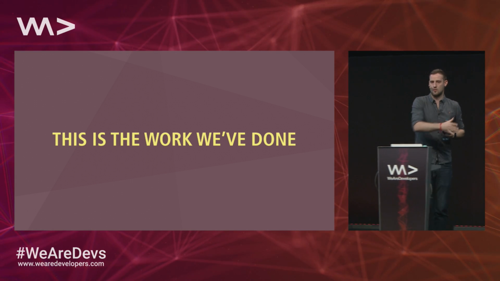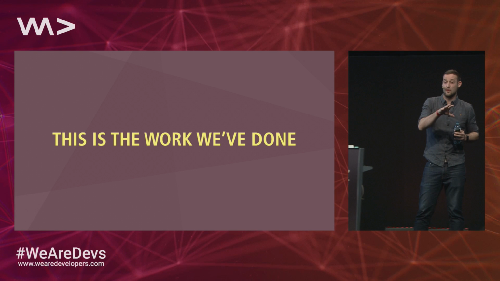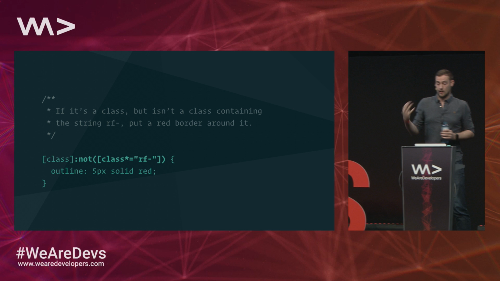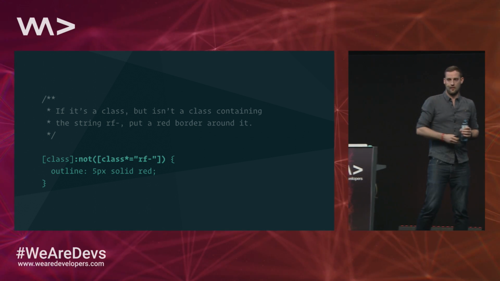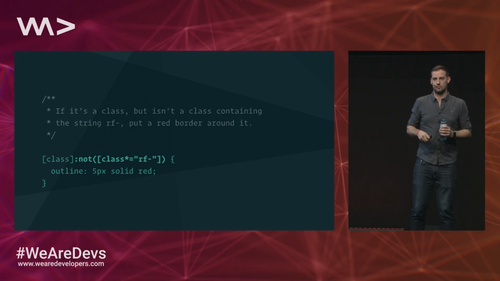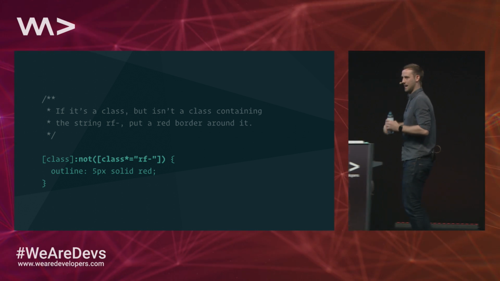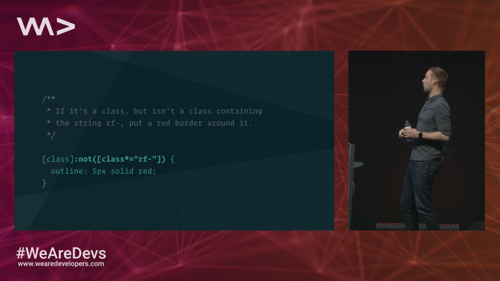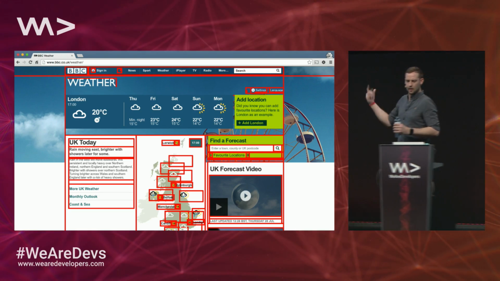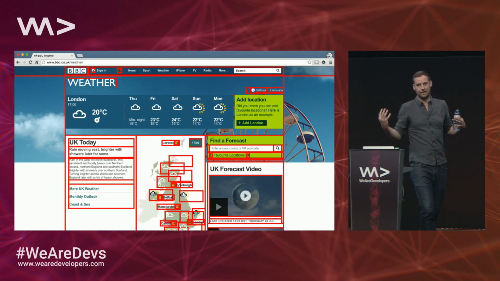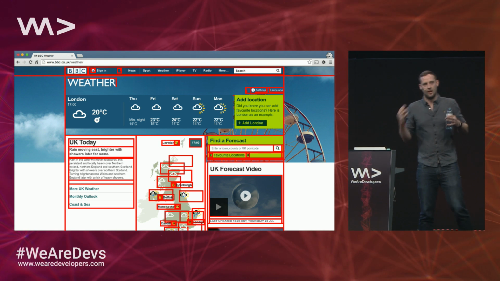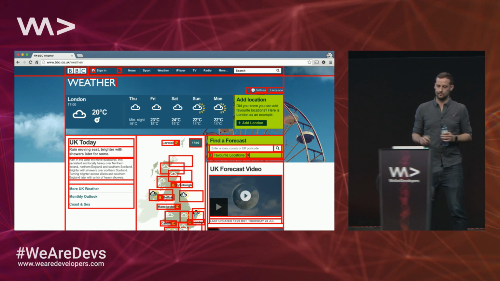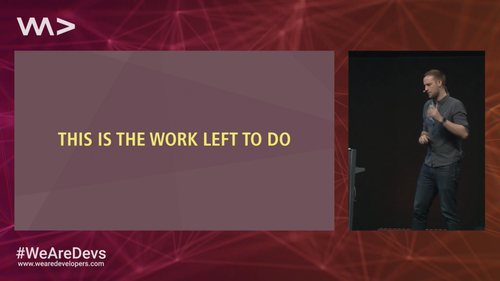However, when we're nearing the end of a refactoring project, it's probably more useful to see the work that hasn't been done yet. So we can just invert that selector. If this is a class that isn't a class starting with RF hyphen, just throw a red border around it. Turning this on will show us what we haven't done yet. I see a few people taking pictures of that slide. Cool. Turning this on, it shows, oh, actually, yeah, we've got a lot of work left to do. This is a really good way of signaling to non-technical stakeholders what we have and haven't done. That's the work left to do.